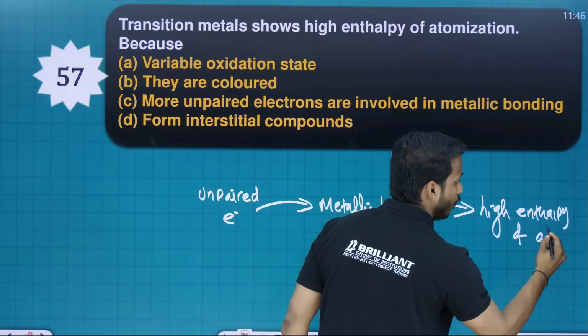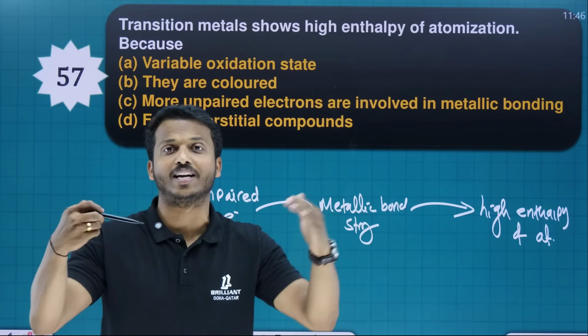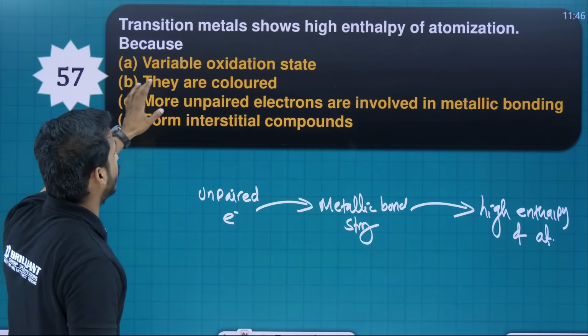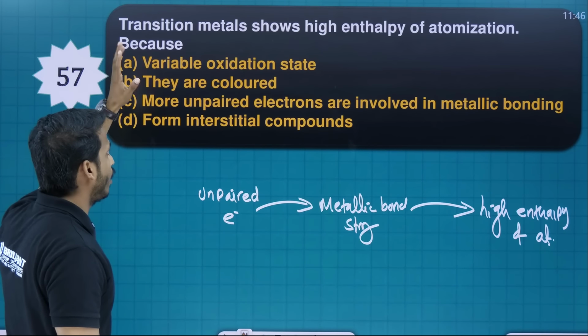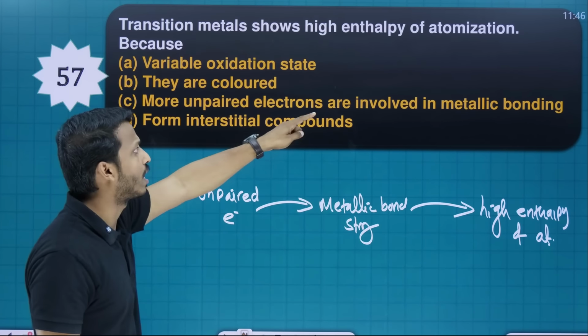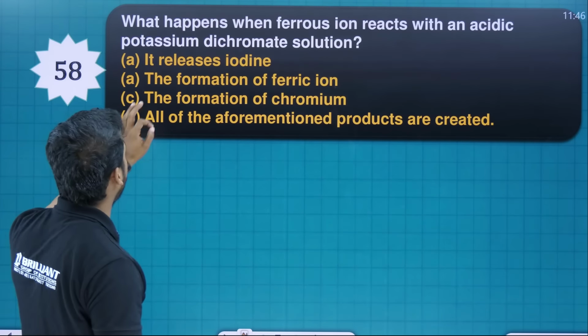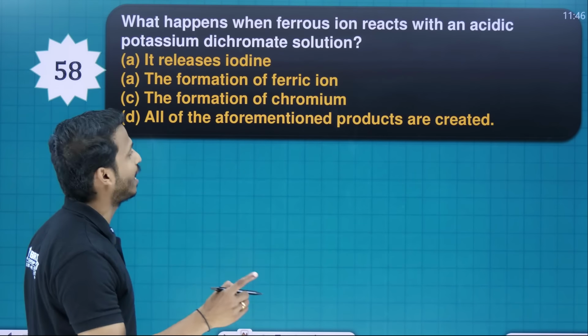High enthalpy of atomization means the amount of energy required to break into atoms. The stronger the bond, the higher the enthalpy of atomization. Why do transition metals show high enthalpy? Not because of variable oxidation states or color, but because more unpaired electrons are involved in metallic bonding. Yes.